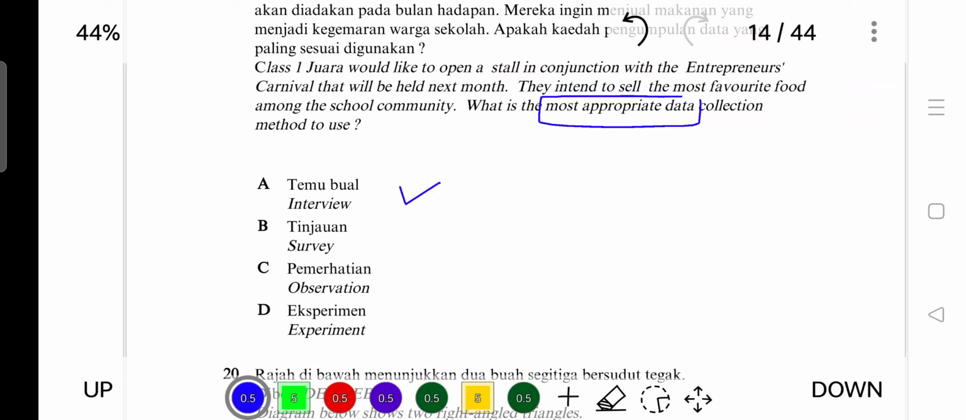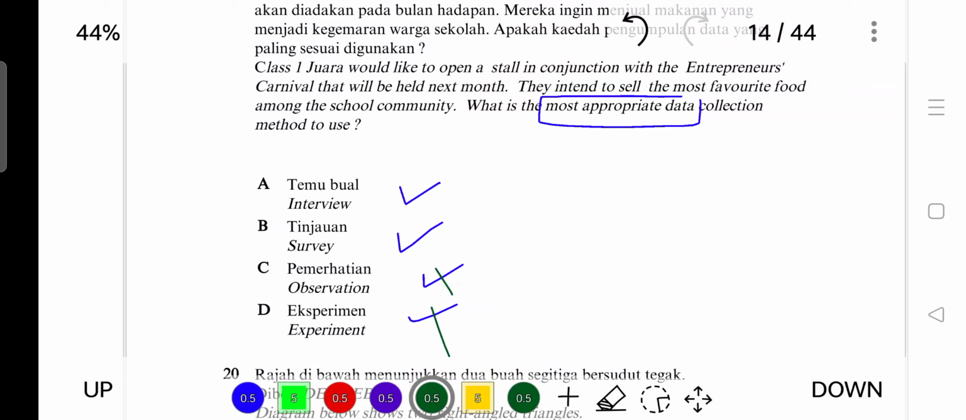Can they just interview? They want to open a stall, right? So they want to sell the most favorite food. Can they just do a survey? Can they just observe, experiment? I don't think they can experiment, right? What is there to experiment? They want to know the favorite food of the people in the school.